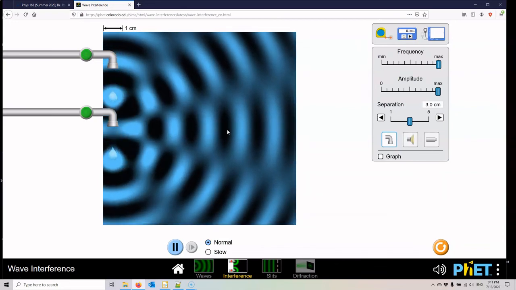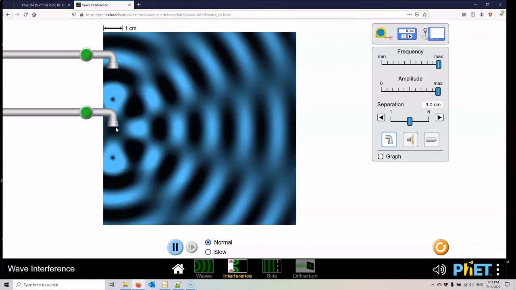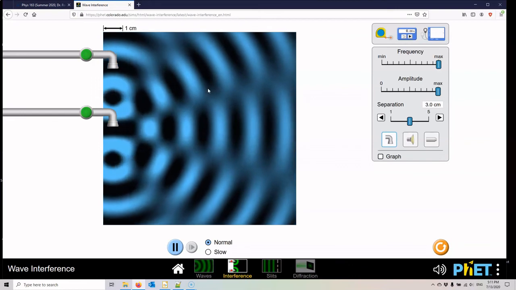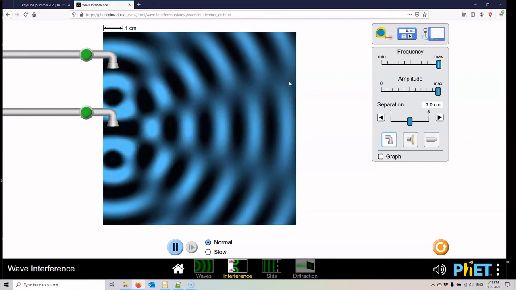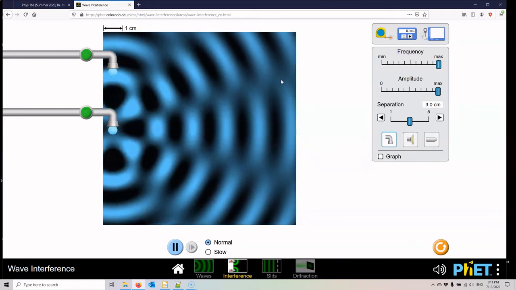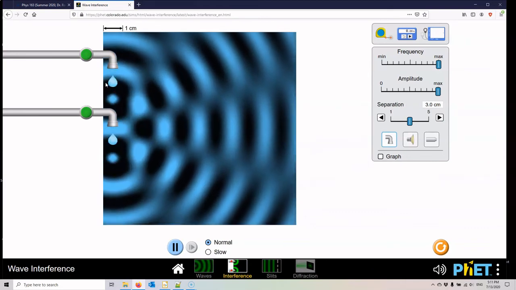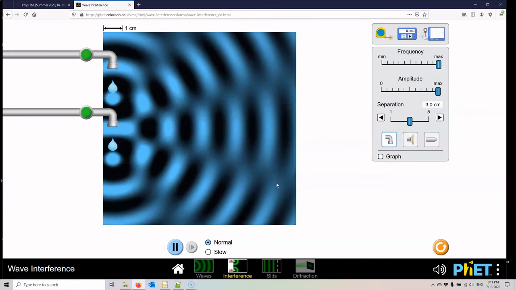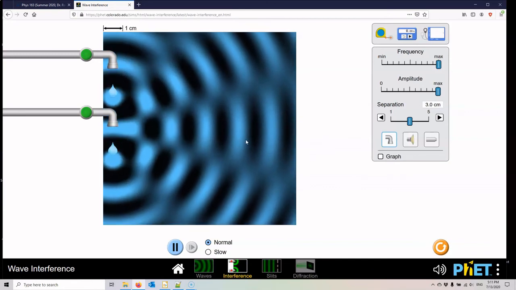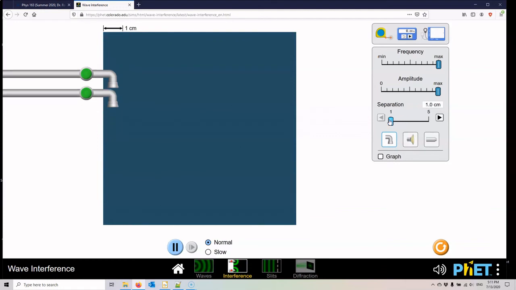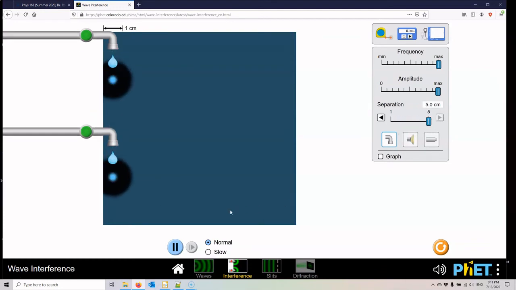So constructive, destructive. Constructive: really high ups, really low downs. Here, it's pretty much the same water level the whole time, because the waves from here and the waves from here destroy each other along those lines. And we just did a calculation with the geometry. The other thing I can change is the separation. Let's make it really far apart. Let's see what happens then.